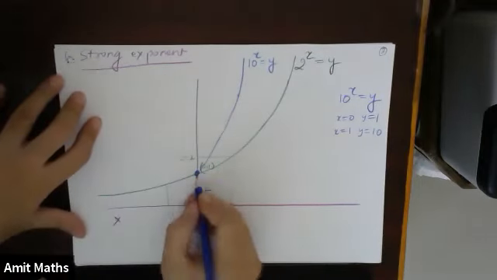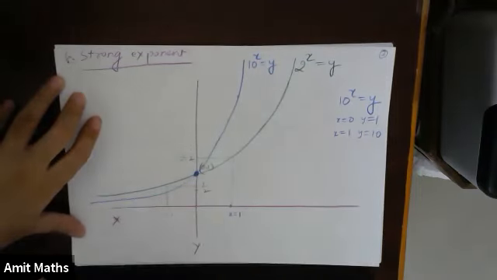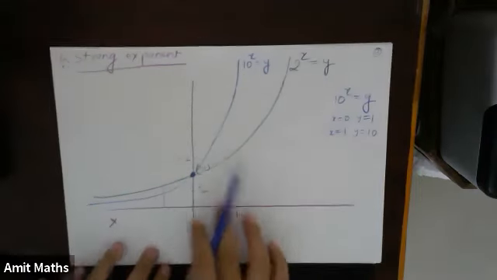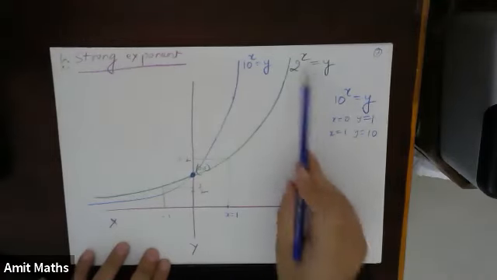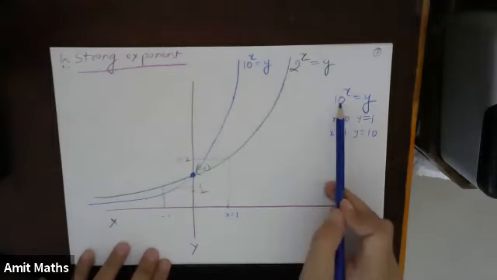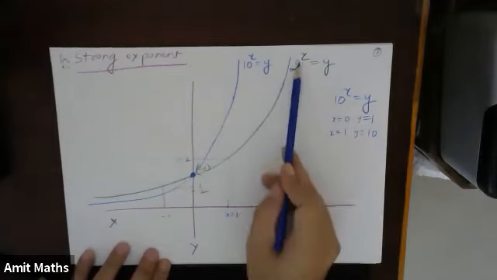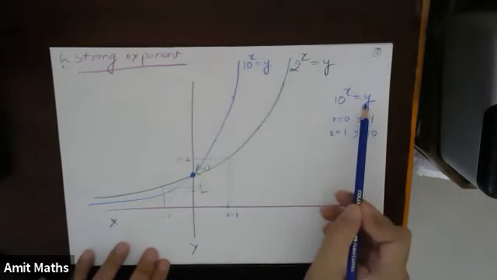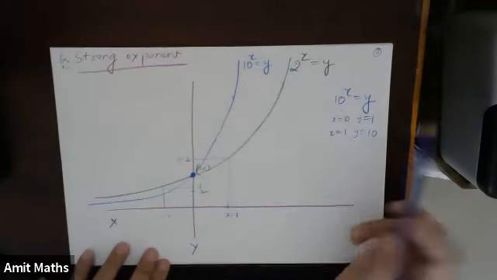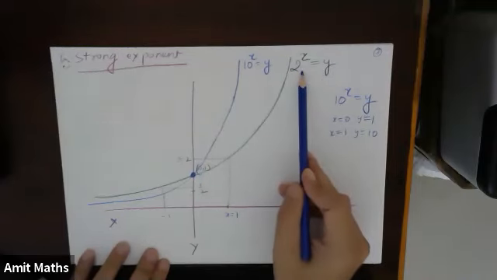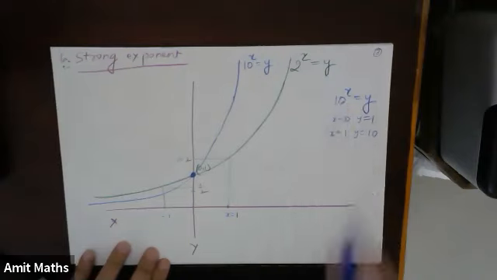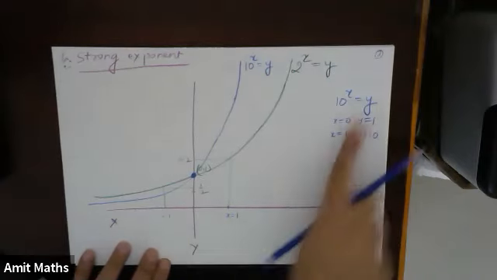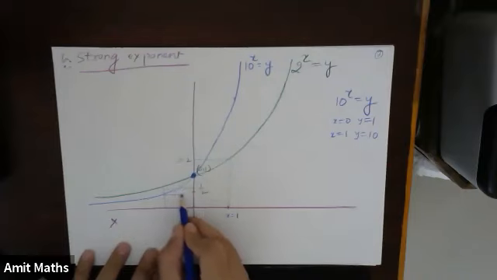So what will happen to this? This will move down. Why is this moving this side? Because for the same power of x, y will be much more than this. For x equal to 2, this will become 4, and this will become 100. For x equal to 3, this will become 8, and this will become 1000, and so on. Suppose x is equal to 5, this y will be equal to 32 only, and for x equal to 5, this will be 100,000. For x equal to -1, this will be 1 by 10.